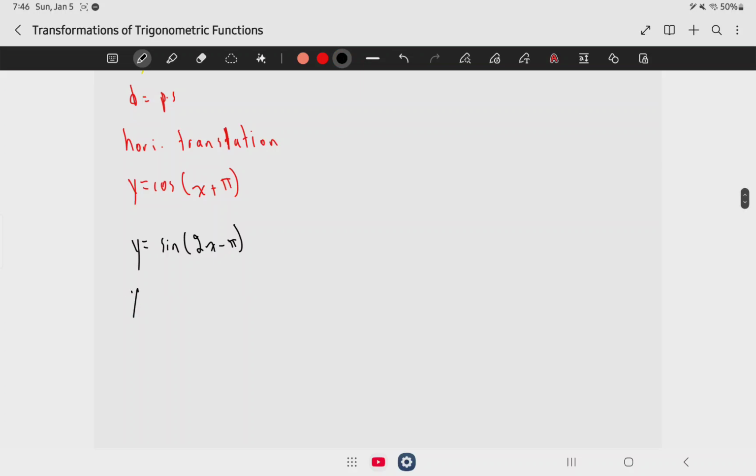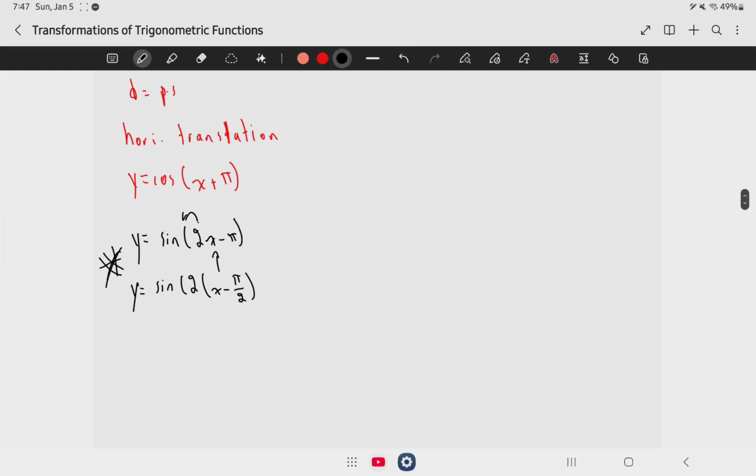So what that would look like, the new equation, would be y equals sine, and then we can take a 2 out. So sine of 2, and now you just factor the 2 out. So x minus pi over 2, because you're dividing the negative pi by 2, so you get negative pi over 2. So now you can see the difference. So the 2x is still kind of the same, you're still compressing the function by 2, but instead of moving to the right by pi, it moves to the right by pi over 2. So that's one thing to be careful of when doing equations like this.